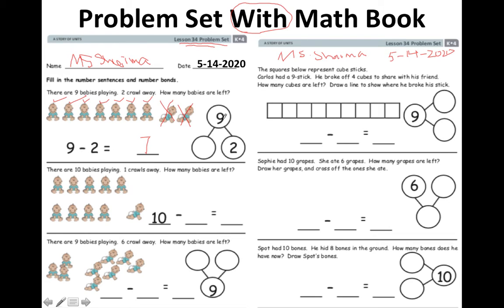I have 9 as a whole, they already gave us, and also have 2 as one of the parts. So I already know the 2 I have to take away, which is a subtraction. So I'm going to put X on top of the 2 to show that 2 we're taking away. And then the answer is 7. So I'm going to put 7 over here to show that the answer is 7.